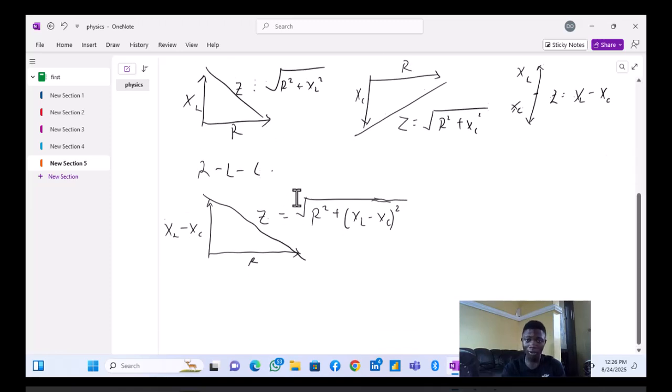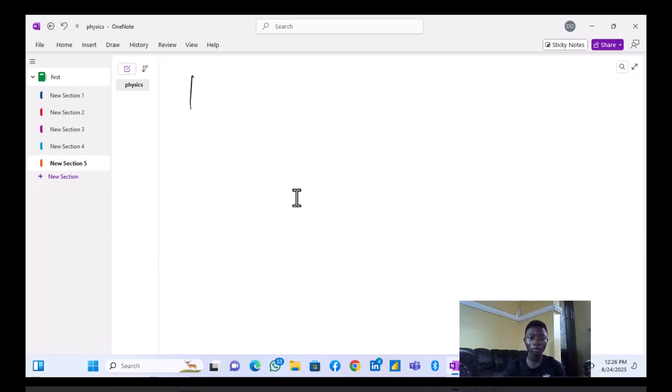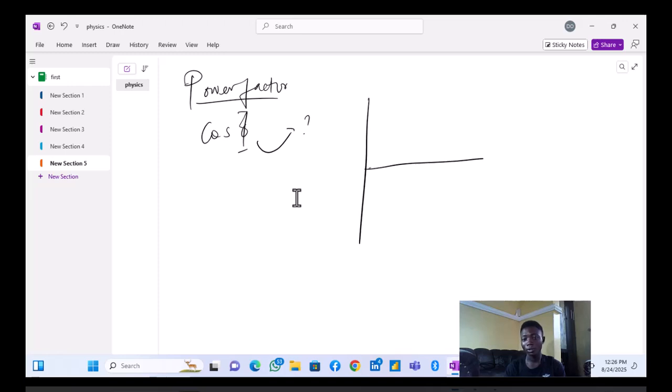So in this class today, we are going to look at power factor, as I've said. Power factor is actually cos phi. So what exactly is this phi? Looking at this diagram that I gave you in the previous class, we said that this is R, this is XL, and this is XC. The angle between the resultant and the horizontal, the resistor, is what we call phi.